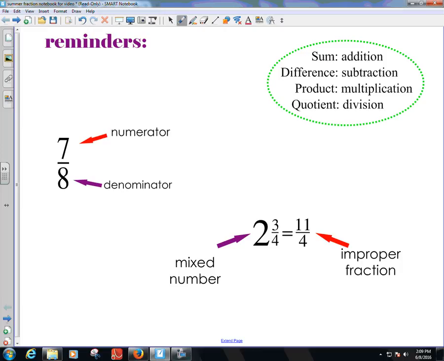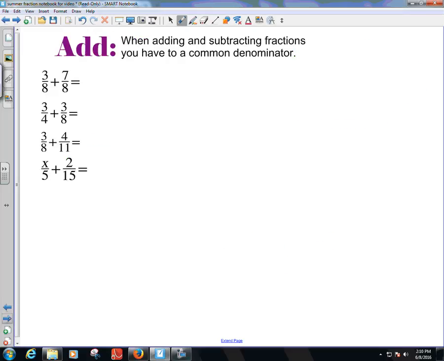So hopefully you remember how to convert this. And basically you take the denominator and you multiply that by the whole number. So 4 times 2, and then to that number you add the numerator. So 4 times 2 is 8 plus 3 equals 11, and then you take that and you put it down over top of the original denominator, and that gives us our improper fraction. So let's go ahead and get started.